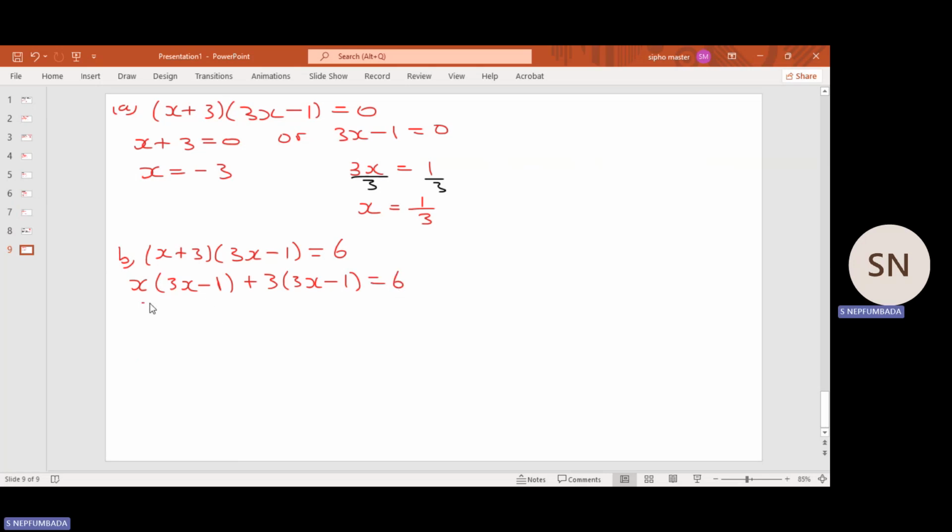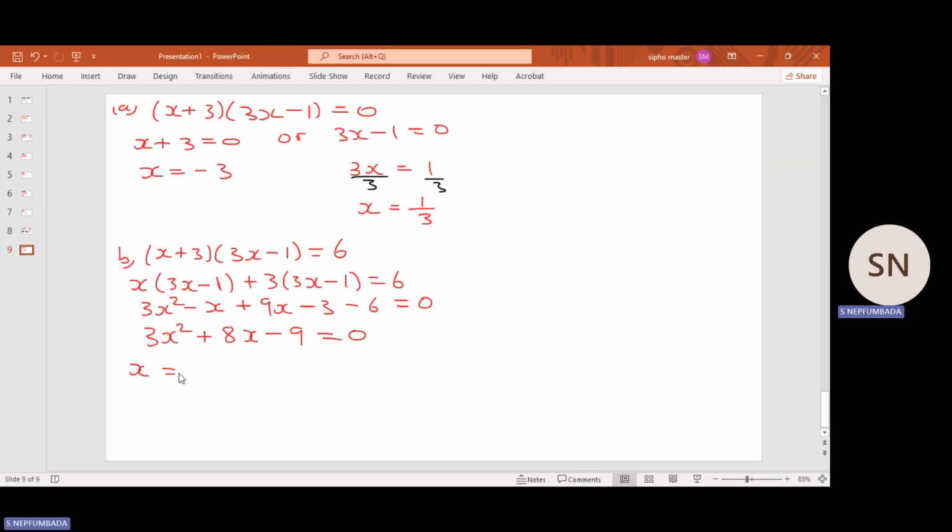Then x times this one is 3x squared. x times 1 is minus 1x. Then this is plus 3 times 3x is 9x. 3 times 1 is negative 3. Then we take this 6 to this other side and it becomes negative 6. Then it's equal to 0. When we group the like terms, this is 3x squared. Then minus 1 plus 9 is positive 8x. Then minus this minus that is minus 9 is equals to 0.